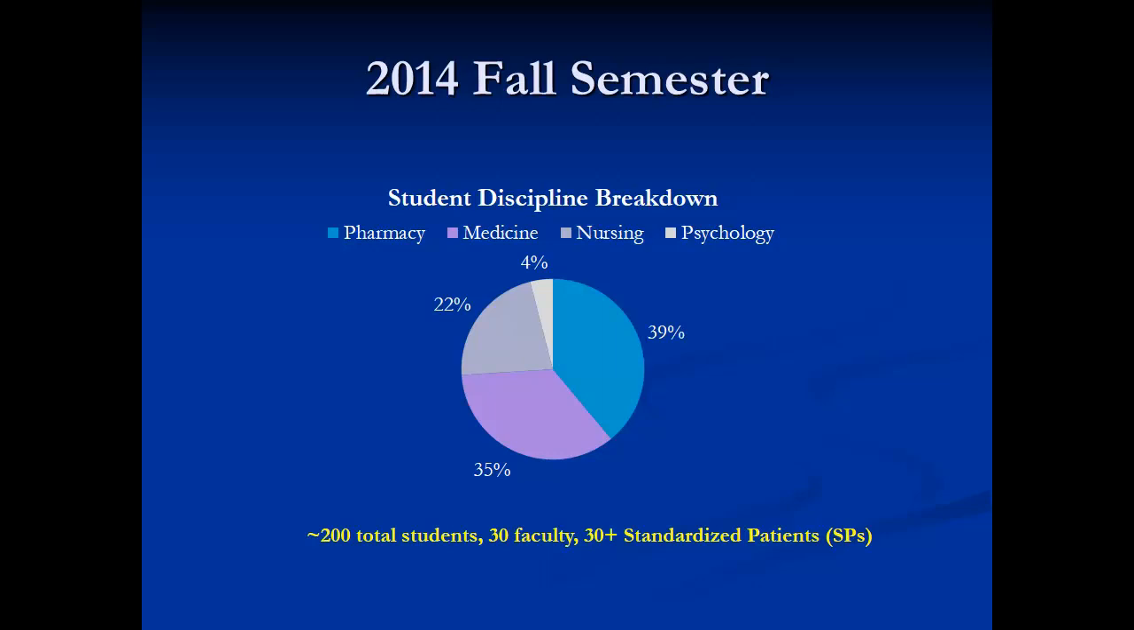This slide is just to give you an idea of the breakdown of all the students that are enrolled in this particular course. This pie chart shows you that the majority of students are pharmacy and medicine students. This course, again, is very large, encompassing approximately 200 students total and 30 faculty representatives from all the colleges, as well as standardized patients, which we'll talk about a little bit more later in this presentation.